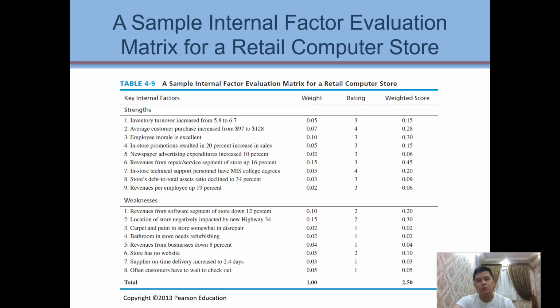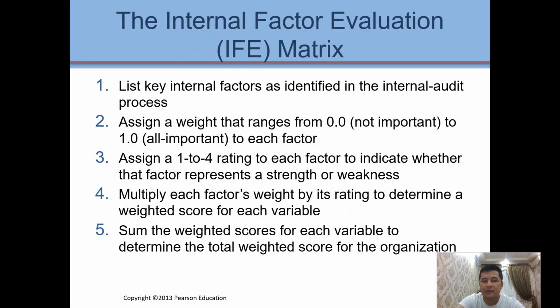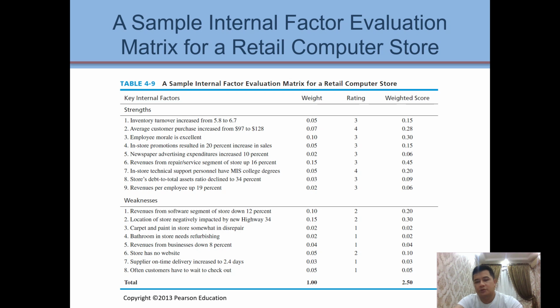And in here I want you guys to pay attention that when you're writing the ratings for strengths, you have to write 3 to 4, and for weaknesses 1 to 2, right? And you don't write 3 or 4 for a weakness because that goes to the strength part. So the total weight should be 1, and here the total weighted score is 2.5. As mentioned earlier, assign 1 to 2 for rating each factor to indicate whether that factor represents strengths or weaknesses. So it means it's a little bit above the average, right? Because it's 2.50.